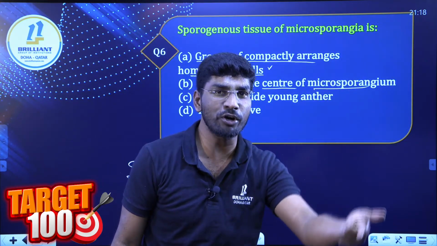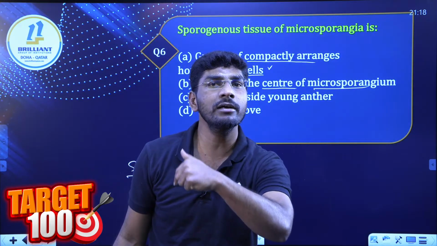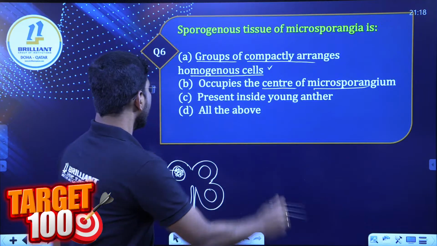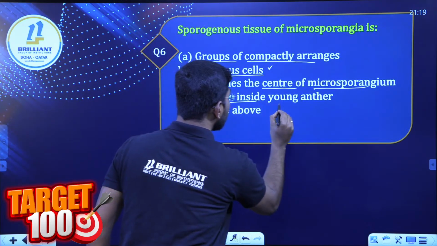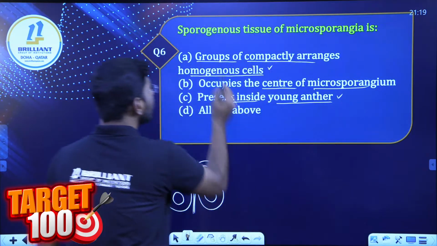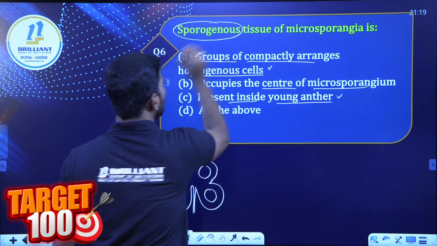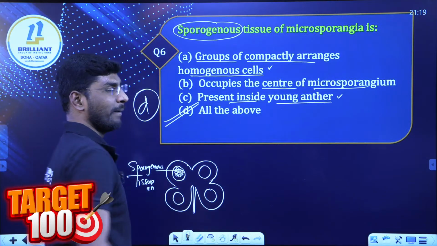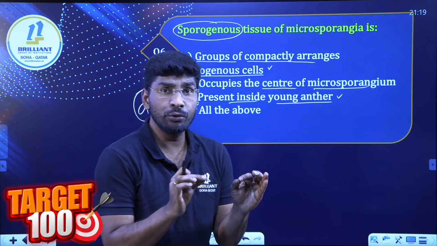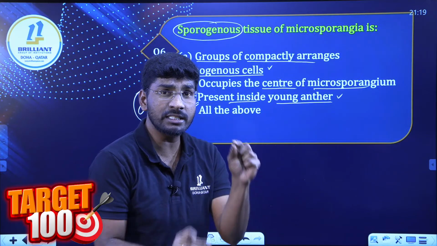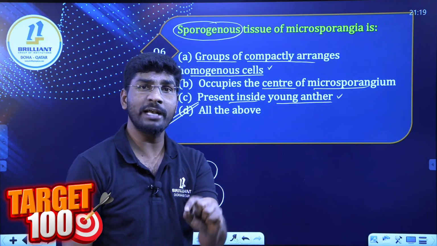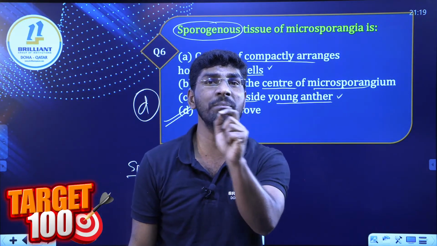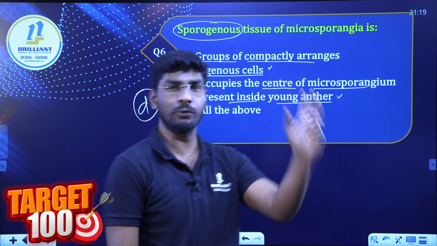Microspore mother cell undergoes meiosis division. It finally gives the tetrad of microspores. Done. Now next, present in the young anther. Absolutely correct. So sporogenous tissue information, all of this, option D. My dear students, if you read the NCERT line by line, it's clearly given. It's present in the center and present in the young anther, and it is compactly arranged. It is a diploid tissue, right?